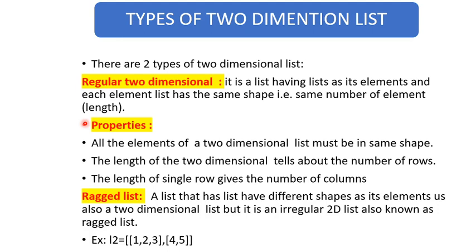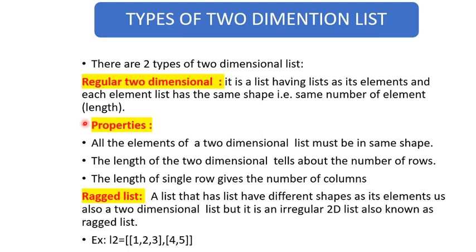And the next is the length of a two-dimensional list tells about the number of rows. Okay, so if we find the length of that list, then what will be the output? Output will be the number of rows, and the length of a single row gives the number of columns. If you want to find the number of columns, then what will we do? We will find the length of a single element. Because all the elements have the same shape, if we count the length of any element, it would give us the number of columns.